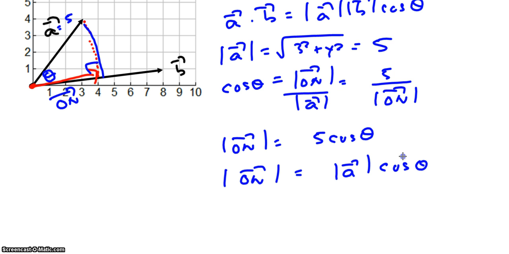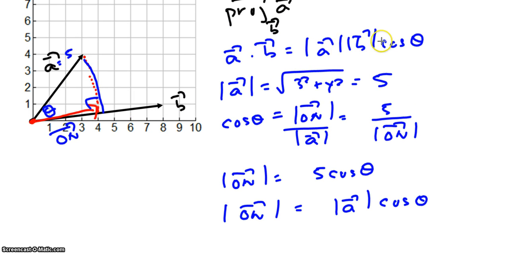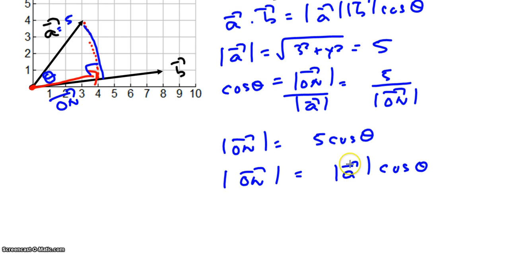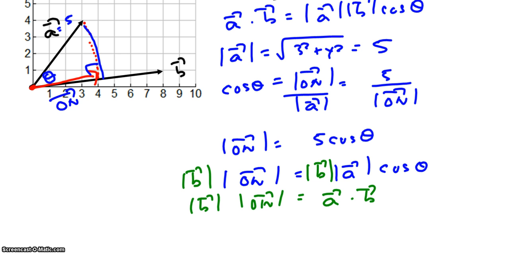What's interesting about math is we can manipulate this equation by introducing something such that we can make it simpler. I notice this side is the magnitude of A and cosine, which is kind of part of the dot product. We're just missing the magnitude of B. So I'm going to multiply both sides by the magnitude of B. And if you notice, this whole thing is the dot product, A dot B. And over here we have the magnitude of B times ON. So we're reformatting this.